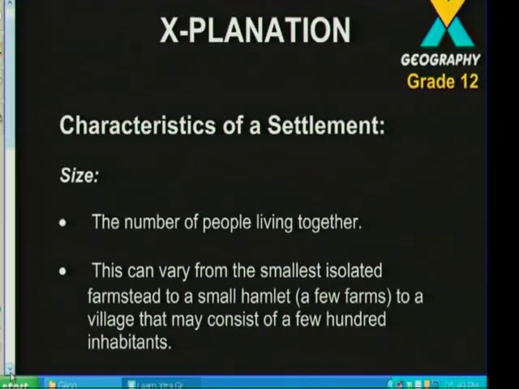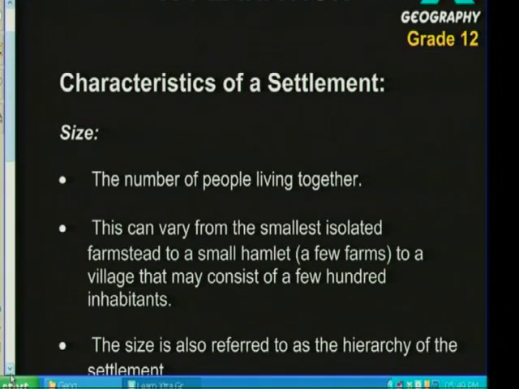Let's now look closely at characteristics of settlements. The first factor that influences the characteristics of a settlement is its size. The size refers to the number of people living together. This can vary from the smallest isolated farmstead to a small hamlet. Here, we are talking about different classifications of settlements, to a village that may consist of a few hundred inhabitants.